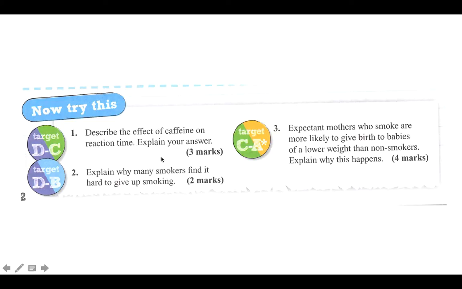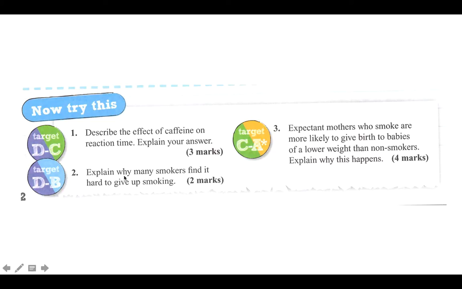So describe the effect of caffeine on reaction time. You should have said that caffeine reduces reaction time. You react quicker, so the time in which you react is smaller. 1 mark. You get another mark for saying that caffeine is a stimulant, and your third mark for saying that that causes you to respond more quickly. So caffeine reduces reaction time, 1 mark, and then the explain is because caffeine is a stimulant and it causes you to react more quickly.